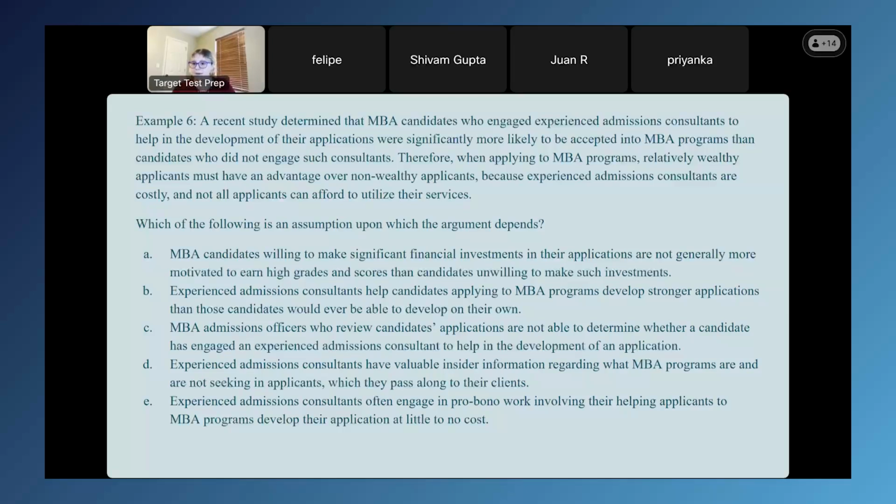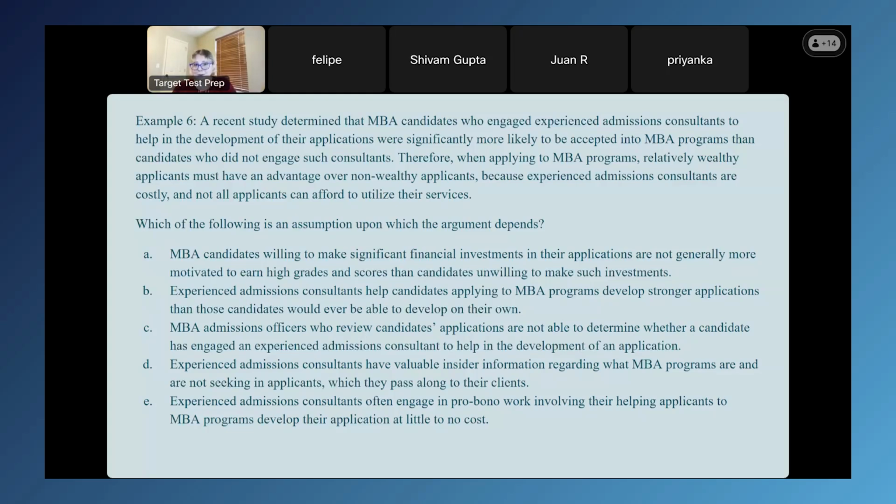You can't take for granted that students engaging consultants have stronger applications. Maybe consultants can influence the management of the business school in some other way. It could be that, but what we know from statistics is just that the people that are hiring the consultants are more likely to be accepted. So it could be that the consultants are influencing management in some other way, but what we know for sure is that the people that are hiring consultants are getting accepted at higher rates.